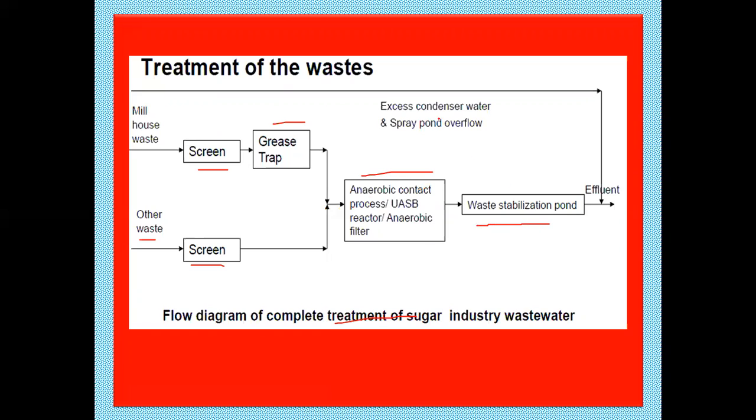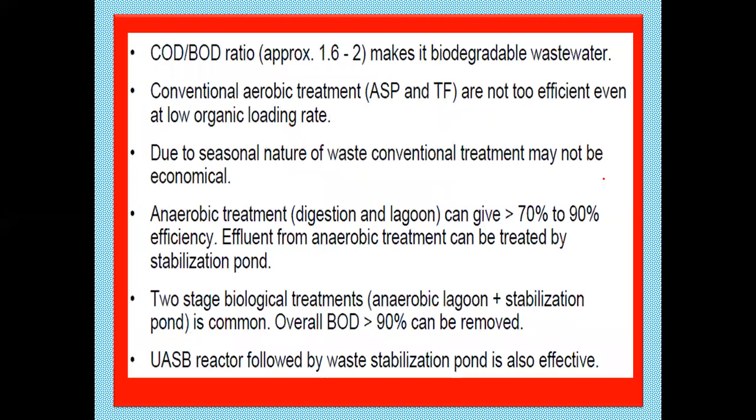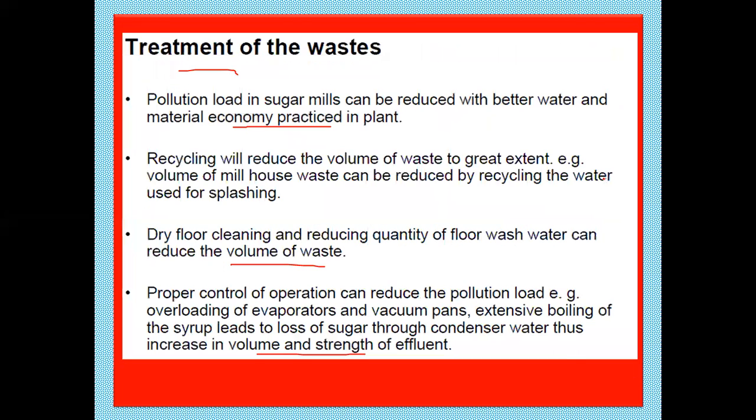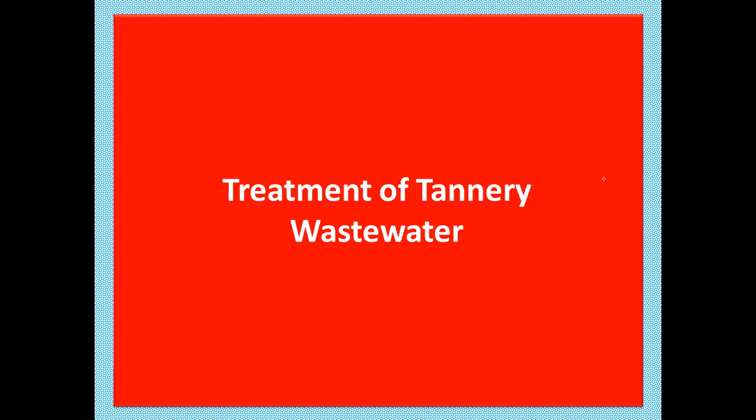The excess condensed water and spray ponds overflow, that is, whatever water we have already reused and recirculated, comes from the other way, and all of these mix at the waste stabilization pond. This water we simply call effluent, and that is the treated water. You can also draw it like this. So this is all about the sugar treatment process.